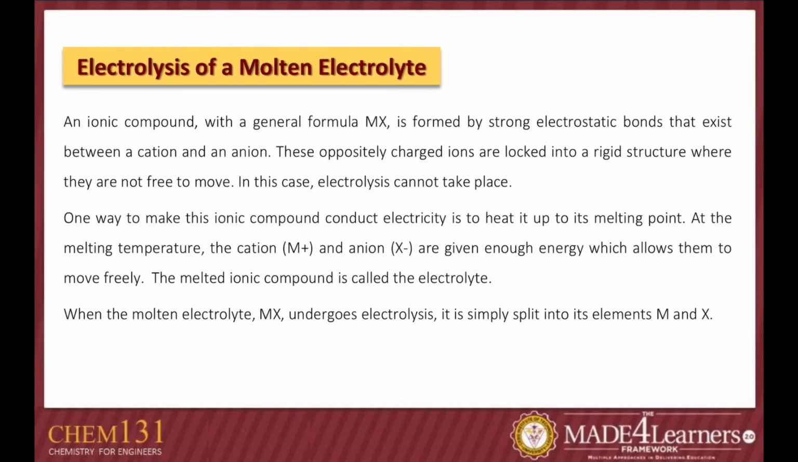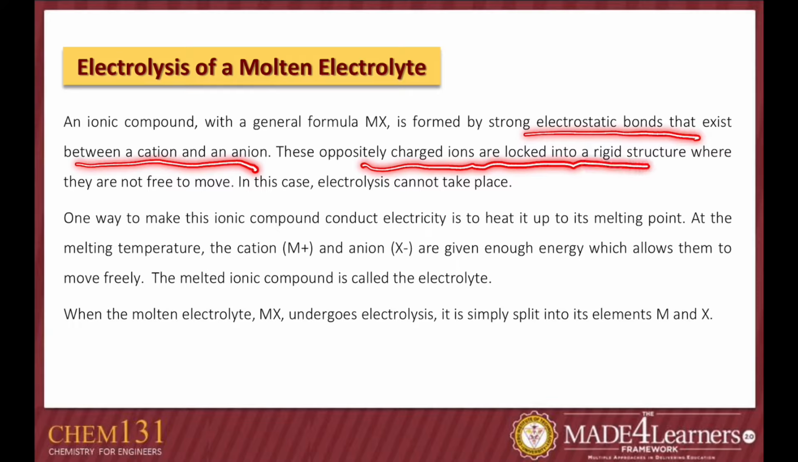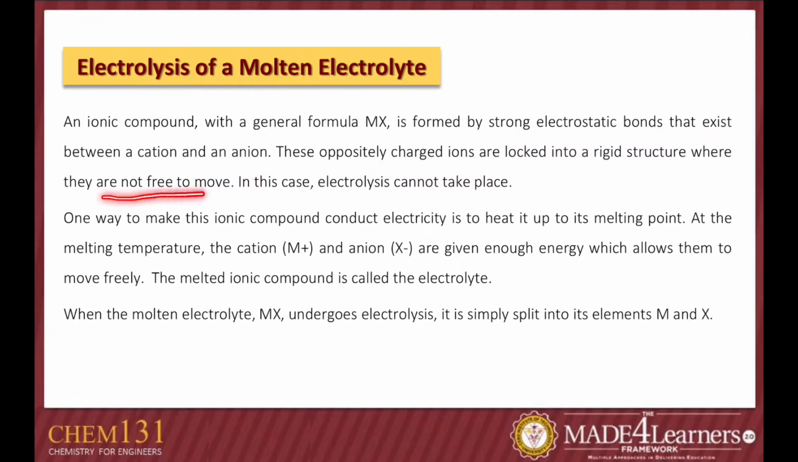Okay, now we will see the difference when the used electrolyte is molten or dissolved in a suitable solvent. So, for a molten electrolyte, an ionic compound with a general formula MX, where M+ is the cation and X- is the anion, is formed by strong electrostatic bonds that exist between a cation and an anion. These oppositely charged ions are locked into a rigid structure where they are not free to move.